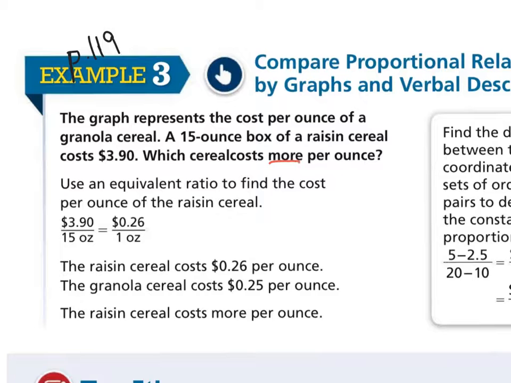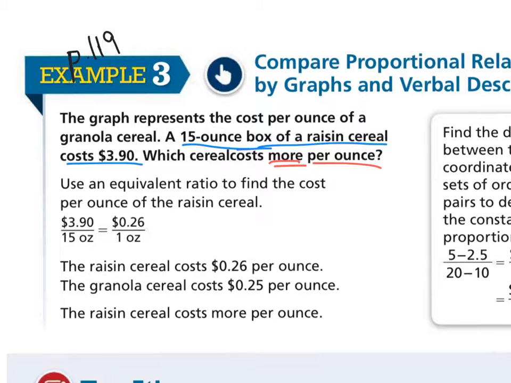So always watch for this. One thing is they might be asking sometimes what's the better deal. They might be asking which one's not the better deal. So always be looking for that. So the 15-ounce box of raisin cereal is $3.90.